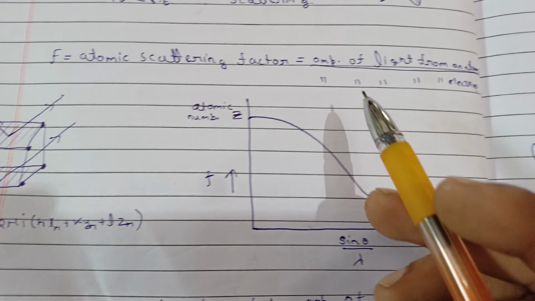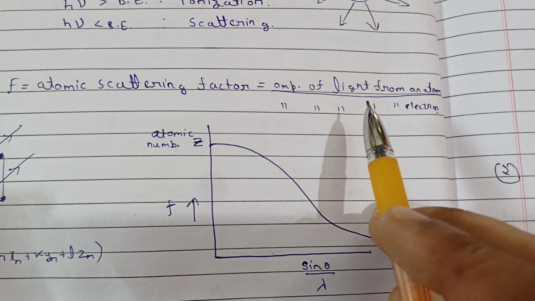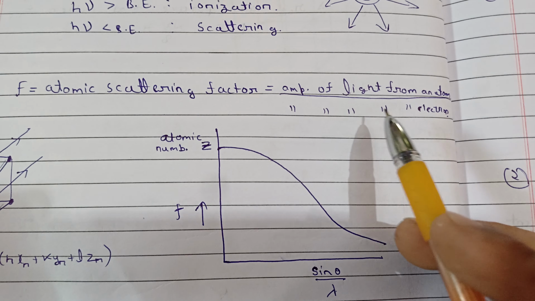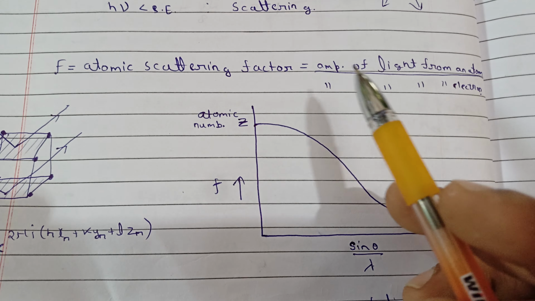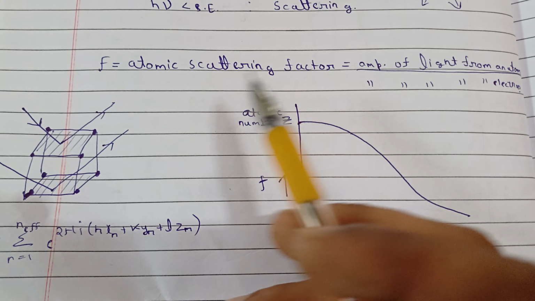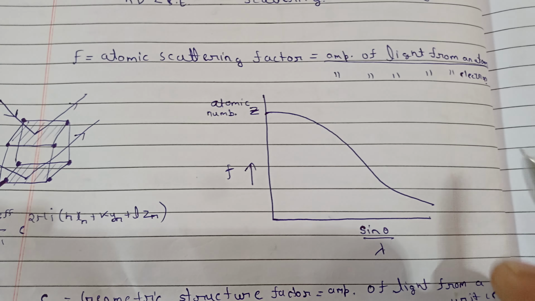Remember this is the ratio of the amplitude of light from an atom divided by the amplitude of light from an electron. This ratio gives you a small f. This is the atomic scattering factor. So remember this expression.